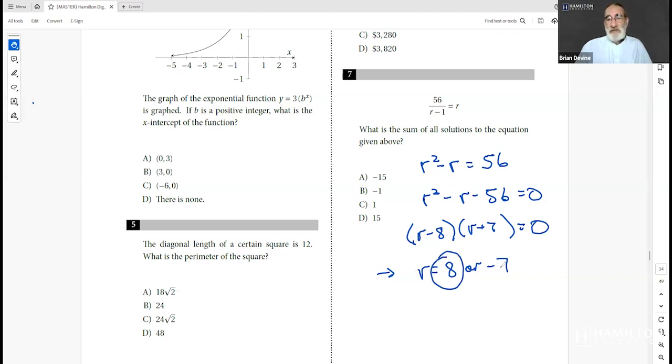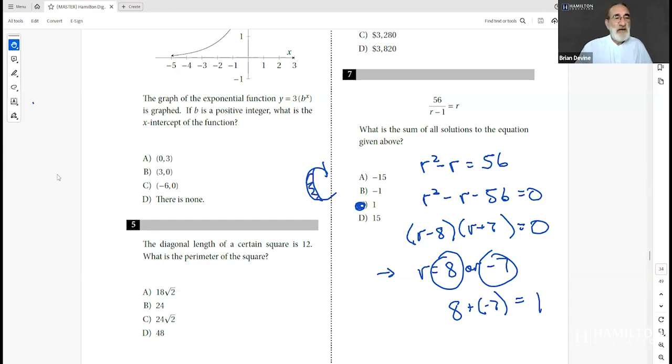which means that 8 and negative 7 would be the zeros of this particular equation. So if I add these together, well, I should get 1. And 1 is the answer, C. So that was the long way. Let me show you the short way.